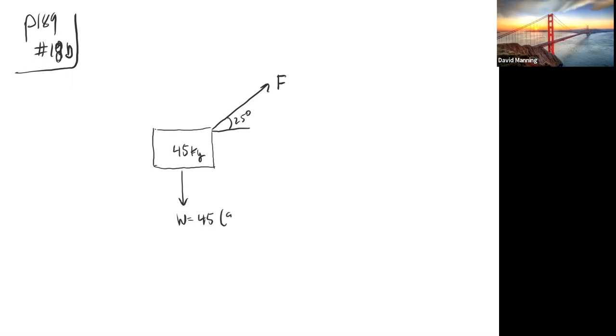So here we go. This is actually 18B. The picture's with 19. That's why it's confusing. So we have a block of ice. There's a force being pulled up here at an angle of 25 degrees. Call that F. We know the block of ice is 45 kilograms. So the weight is 45 times 9.8, so the weight is 441 newtons.